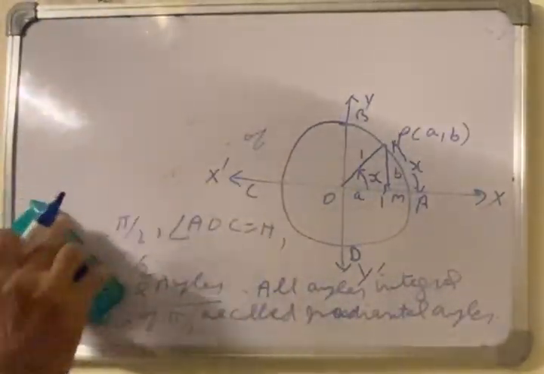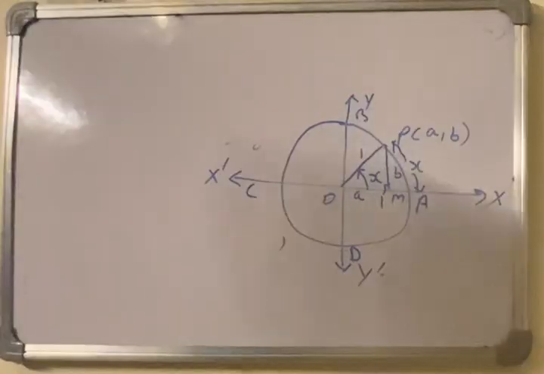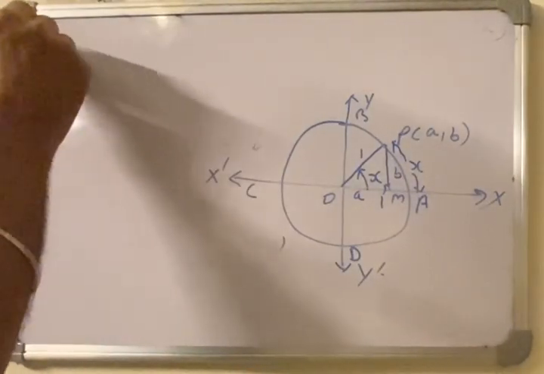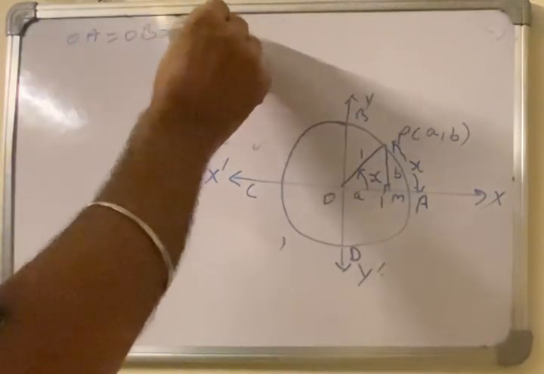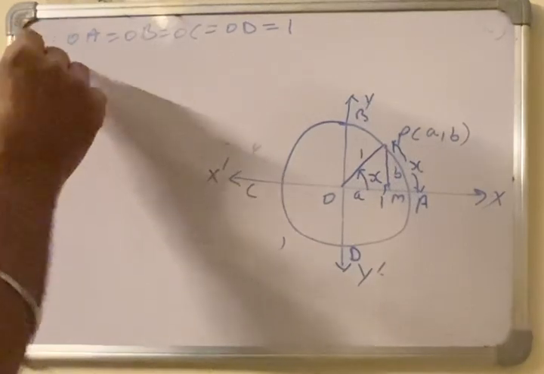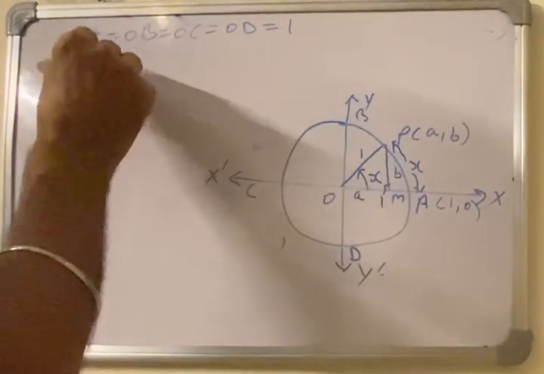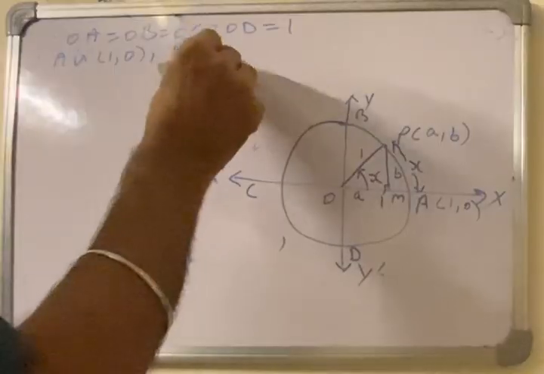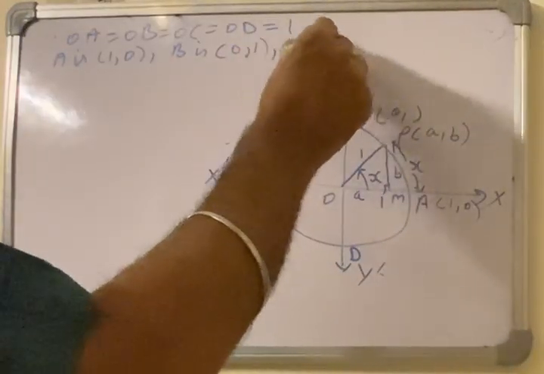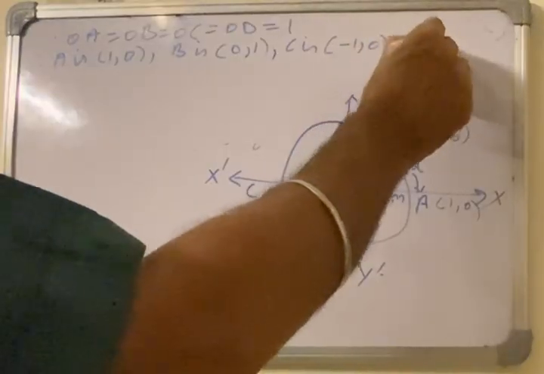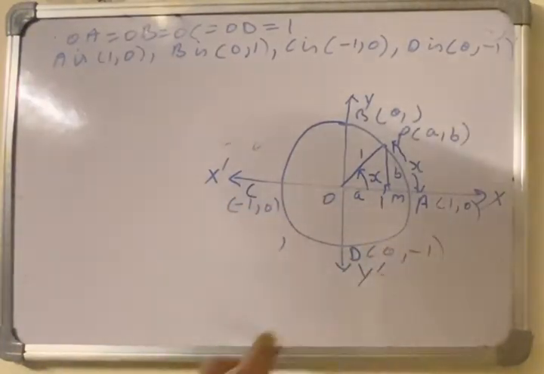Now, since OA is equal to OB is equal to OC is equal to OD is equal to 1, therefore coordinates of A is (1, 0), B is (0, 1), C is (-1, 0), D is (0, -1).